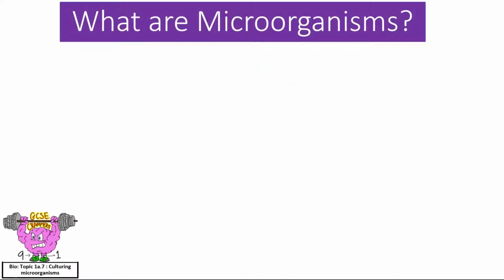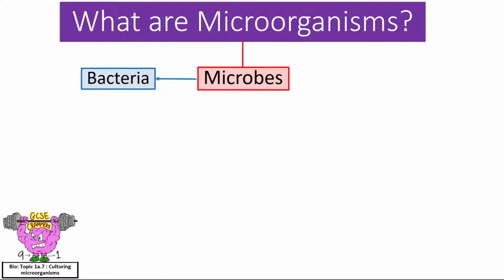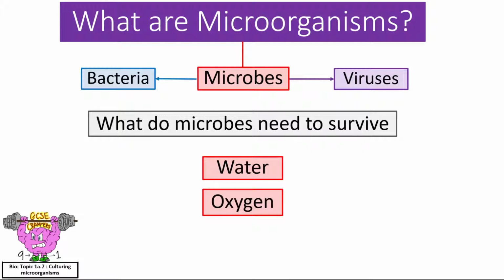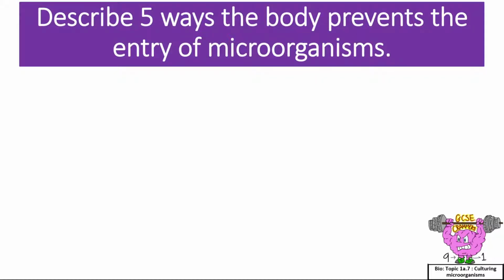What are microorganisms? Microbes, like bacteria and viruses. What do microbes need to survive? Water, oxygen, and warmth. Describe 5 ways the body prevents the entry of microorganisms.